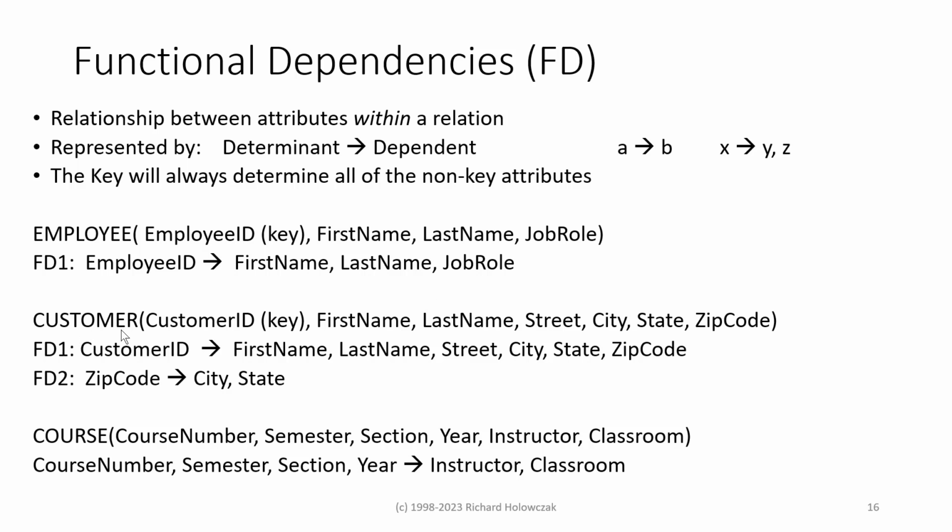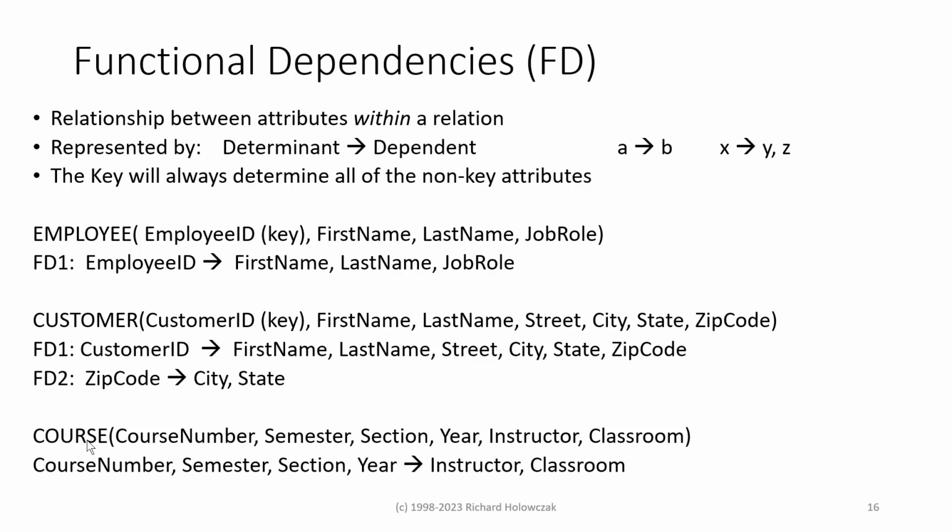If we look at this example of the customer relation, we can see the customer ID is the key. And as soon as we know customer ID is the key, we can write it down, put our arrow, and then list all of the non-key attributes. However, in this example, in our data, it turns out that there's another functional dependency. Remember, functional dependency is a relationship between the attributes within a relation. And here, city, state, and zip code have a relationship. If I know what the zip code is, I can determine the city and the state. This is how the US mail gets your mail to you.